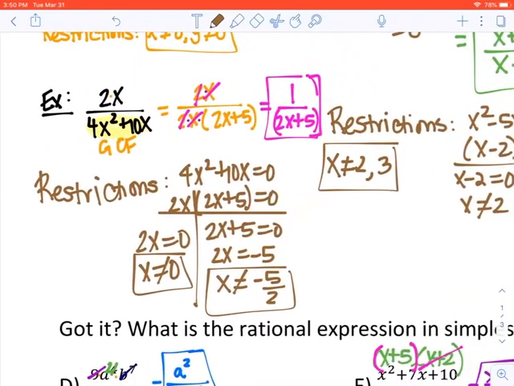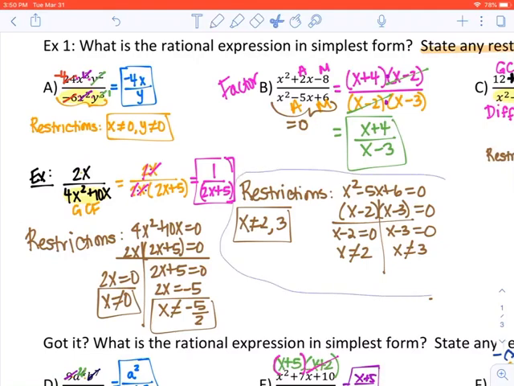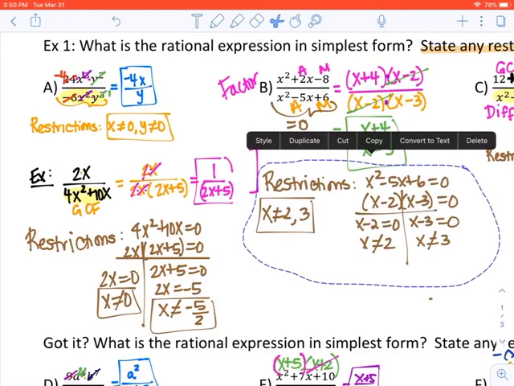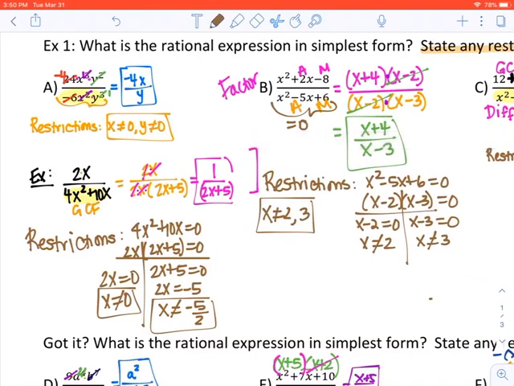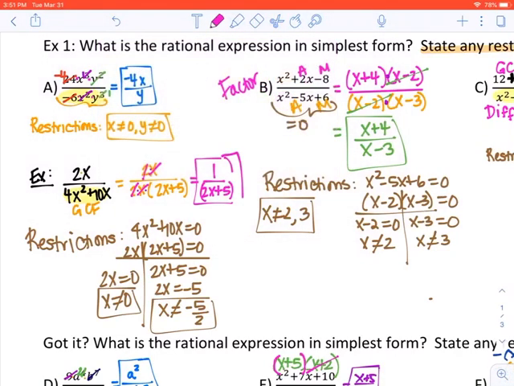So in your homework, you will need to do restrictions, okay? I'm just going to move this a little bit over here. You will need to state the restrictions. You will also need to simplify the problems, and I think you only have like 4 or 5 homework questions. It's not a lot, okay?